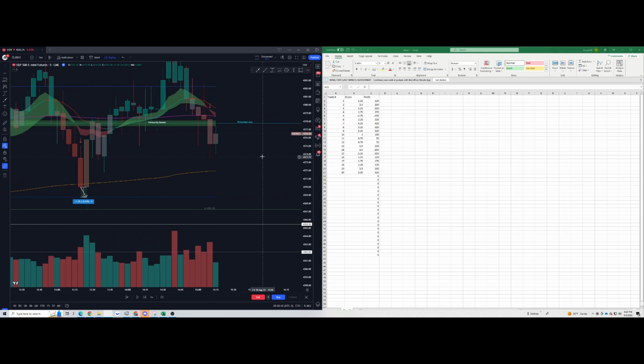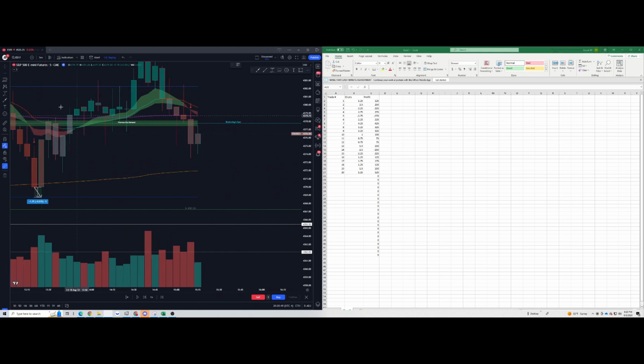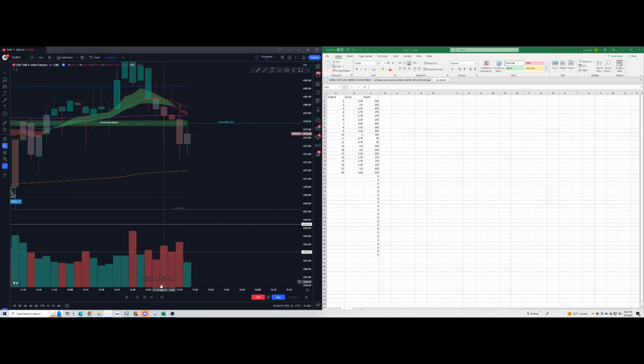There's another one. That itself is a resistance level, so you could have taken it back to that resistance level. But let's try to take this to VWAP. Let's see what happens there. We're going to use this zone as our stop.